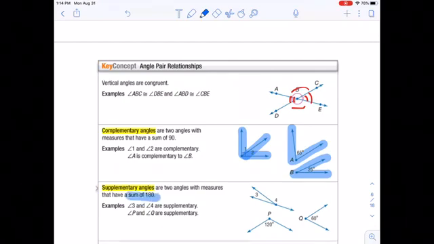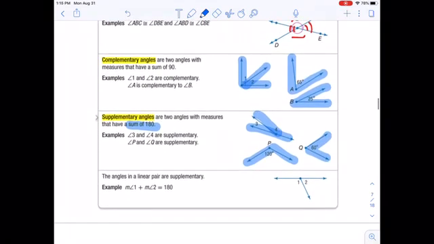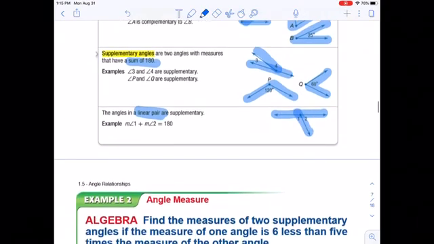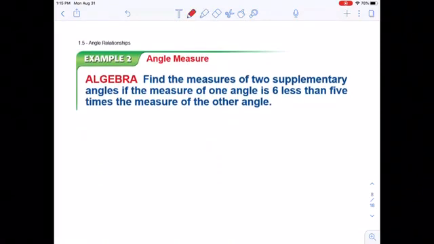Supplementary is similar to complementary, but they sum to 180. Once again, they can be adjacent to each other, or they can be two separate angles that just add to 180. And a linear pair is a specific kind of supplementary angle. It is when they do form a line, you add them, they equal 180. So the next two problems are very similar. This one is about supplementary, the next time we'll talk about complementary.